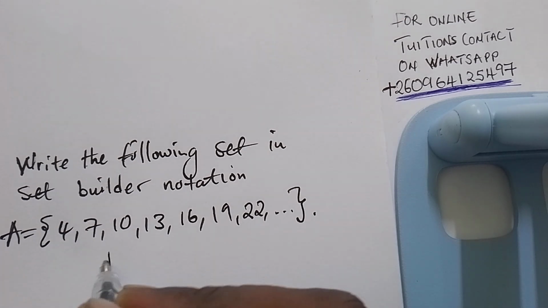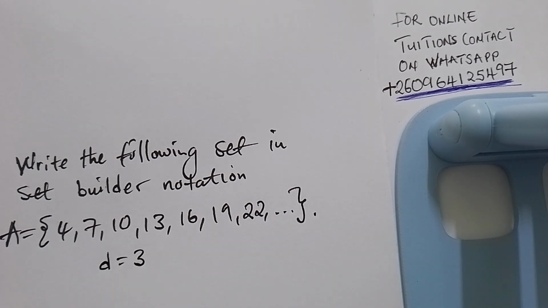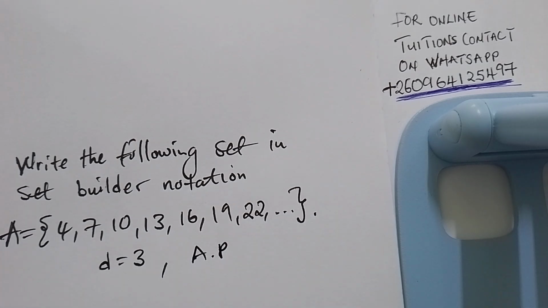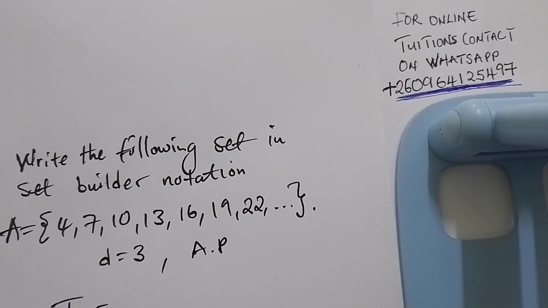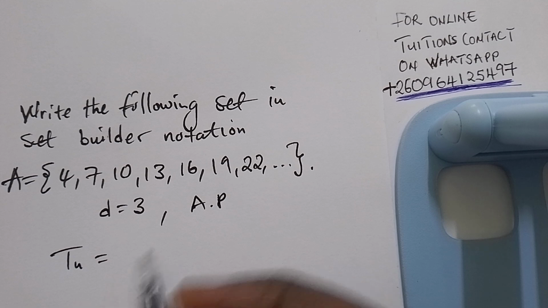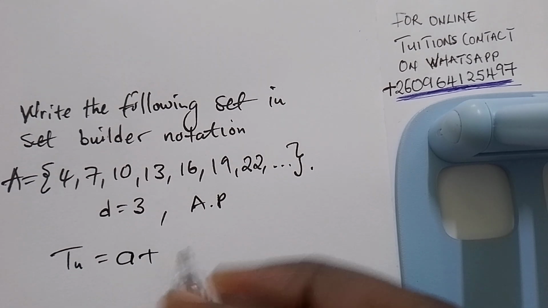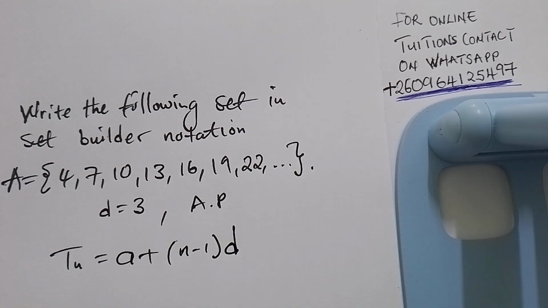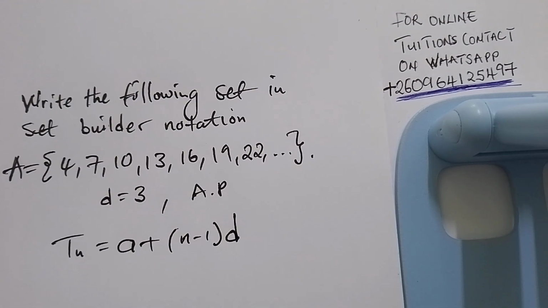I'm going to call this one D. The common difference is 3. Since we have a common difference, this is an AP, an arithmetic progression. Since you are dealing with an arithmetic progression, any term is given by the formula: the nth term is given by the formula a plus n minus 1 times d, which is the common difference.